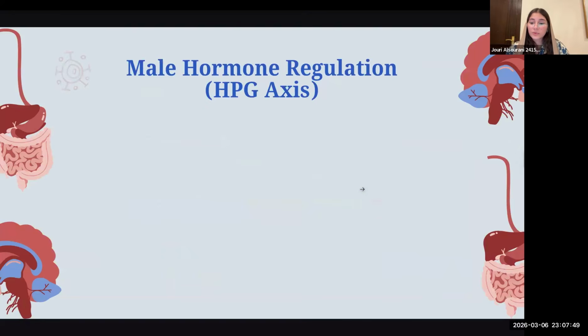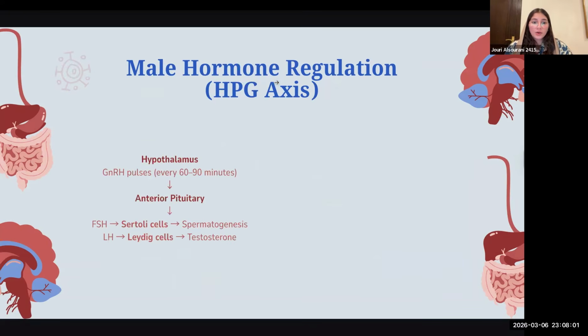Okay, that was for the female hormone regulation. For the males, we have the HPG axis, okay? Hypothalamic pituitary gonadal axis. The hypothalamus will release the GnRH in pulses, okay? Every 60 to 90 minutes, we're going to have a pulse of gonadotropin releasing hormone from the hypothalamus. This GnRH goes and acts on the anterior pituitary. And the anterior pituitary releases FSH and LH.